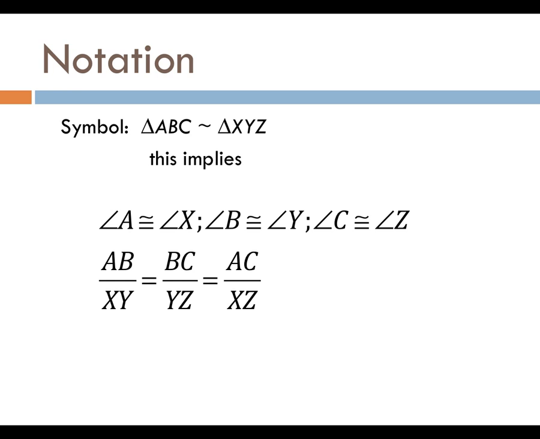Okay. So if ABC is similar to XYZ, then we know that the angles are congruent. So A is congruent to X, B is congruent to Y, C is congruent to Z. And then we have this big monster. And that big monster illustrates the proportionality. Even though there's 2 equal signs in that, it's still easier to write it as one sentence.